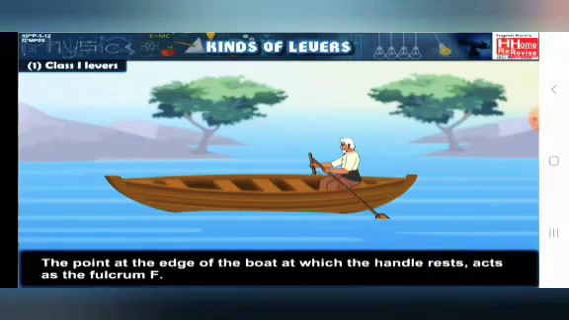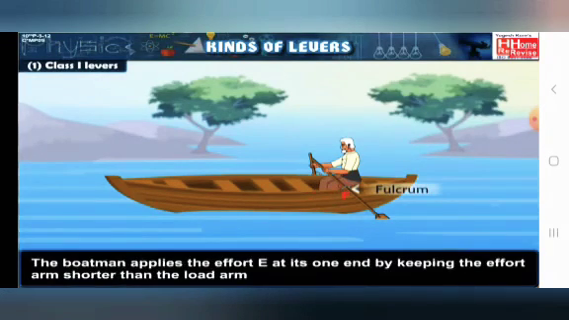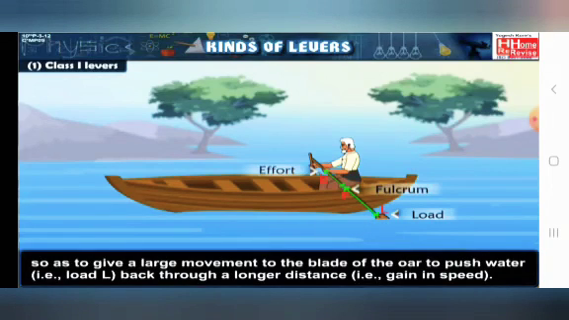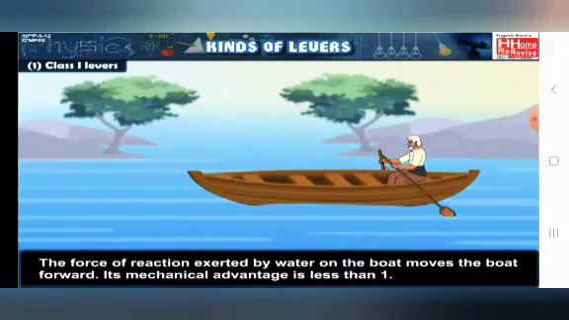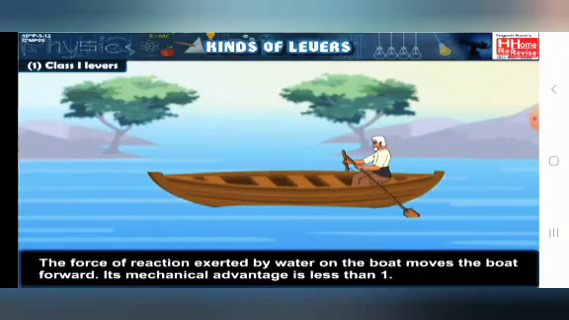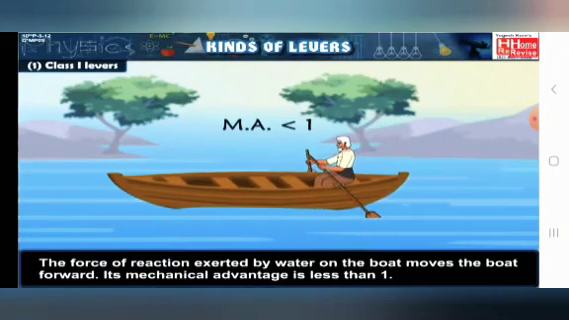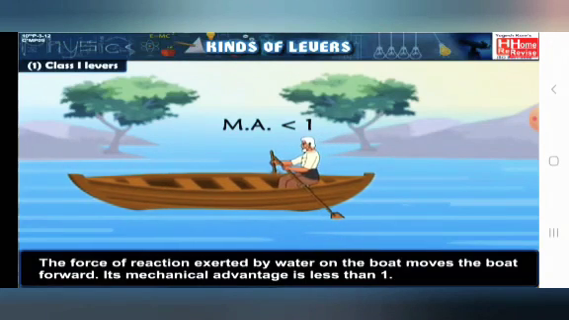The point at the edge of the boat at which the handle rests acts as the fulcrum F. The boatman applies the effort E at its one end by keeping the effort arm shorter than the load arm, so as to give a large movement to the blade of the oar to push water, that is load L, back through a longer distance, that is gain in speed. The force of reaction exerted by water on the boat moves the boat forward. Its mechanical advantage is less than 1.